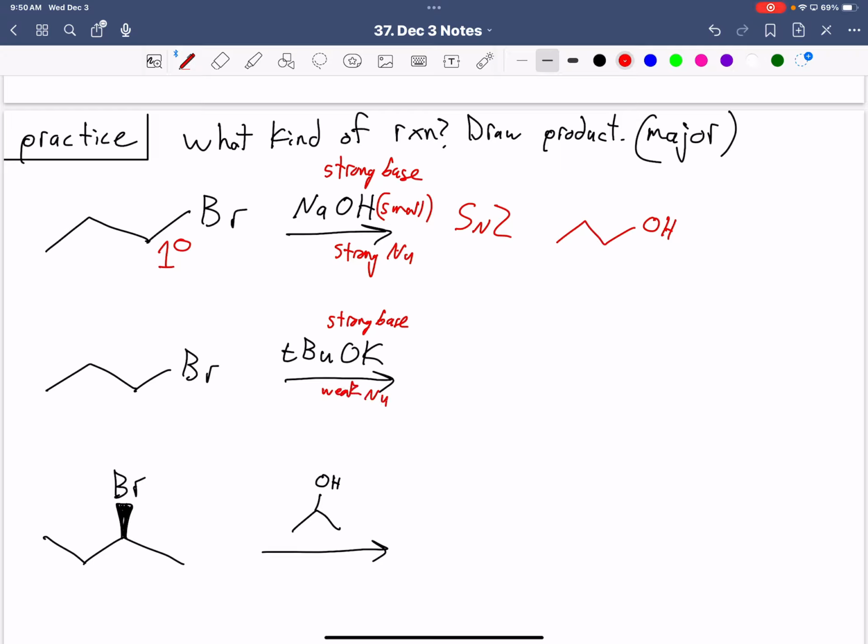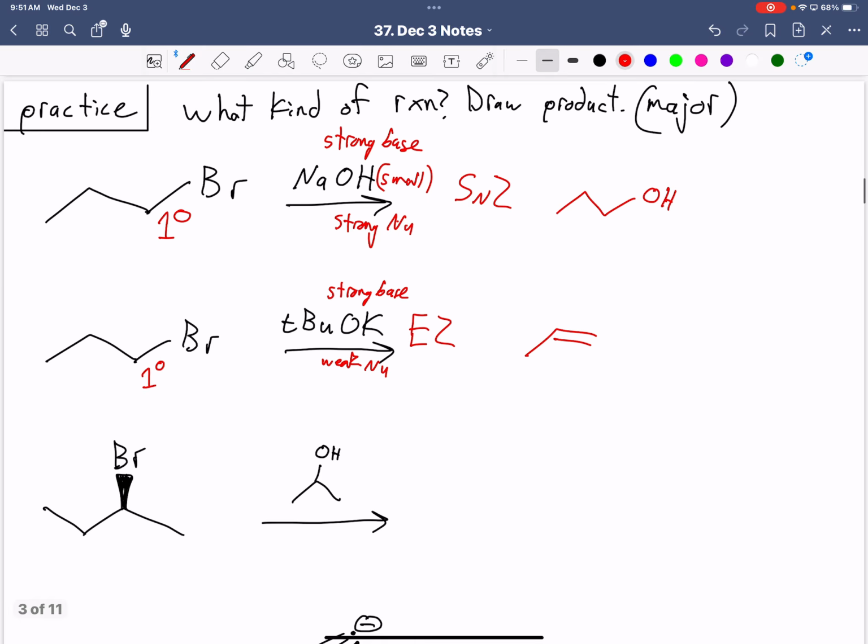Terbutoxide. Remember that's an O- there, that K is just a counter ion. Strong base, weak nucleophile. Primary. It would be a good nucleophile if it wasn't so bulky, but it's bulky. But it is strong, so we can still do E2. Really only one alkene we can make there.